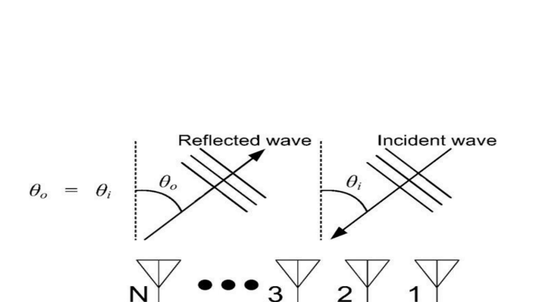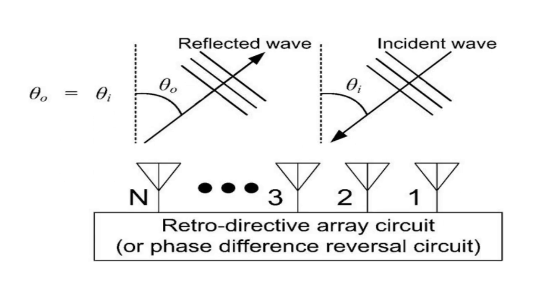Now the next thing is the diagram of this retrodirective array. See here, we have this phase difference reversal circuit. See here the incident wave and the reflected wave. Based on our application, we can apply the phase value to the incident and reflected part.